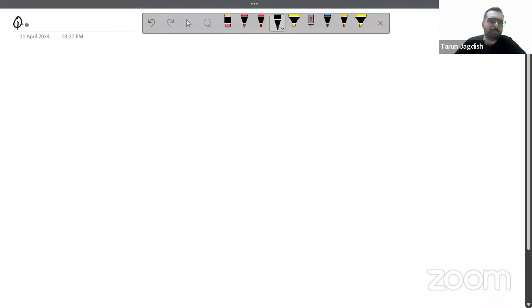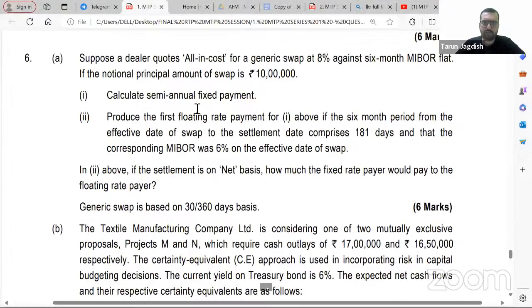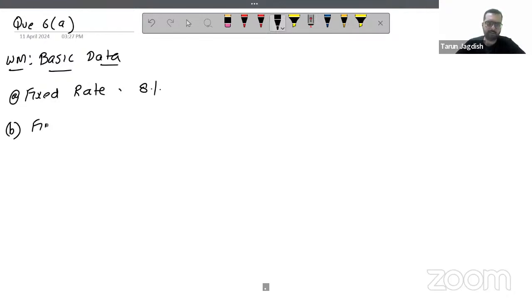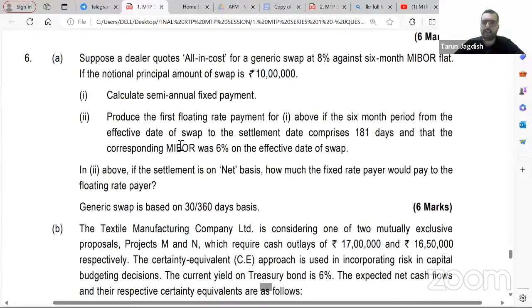We will now do question number 6A. Working note number 1. Basic data. Here they have told they are entering into an all-in cost generic swap at 8% against 6 months MIBOR flat. So how much is the fixed rate? 8%. How much is the floating rate? Whatever is the MIBOR will be the floating rate. And the notional amount is 10 lakhs. In my book, it is 100 lakhs. They have reduced it to 10 lakhs.